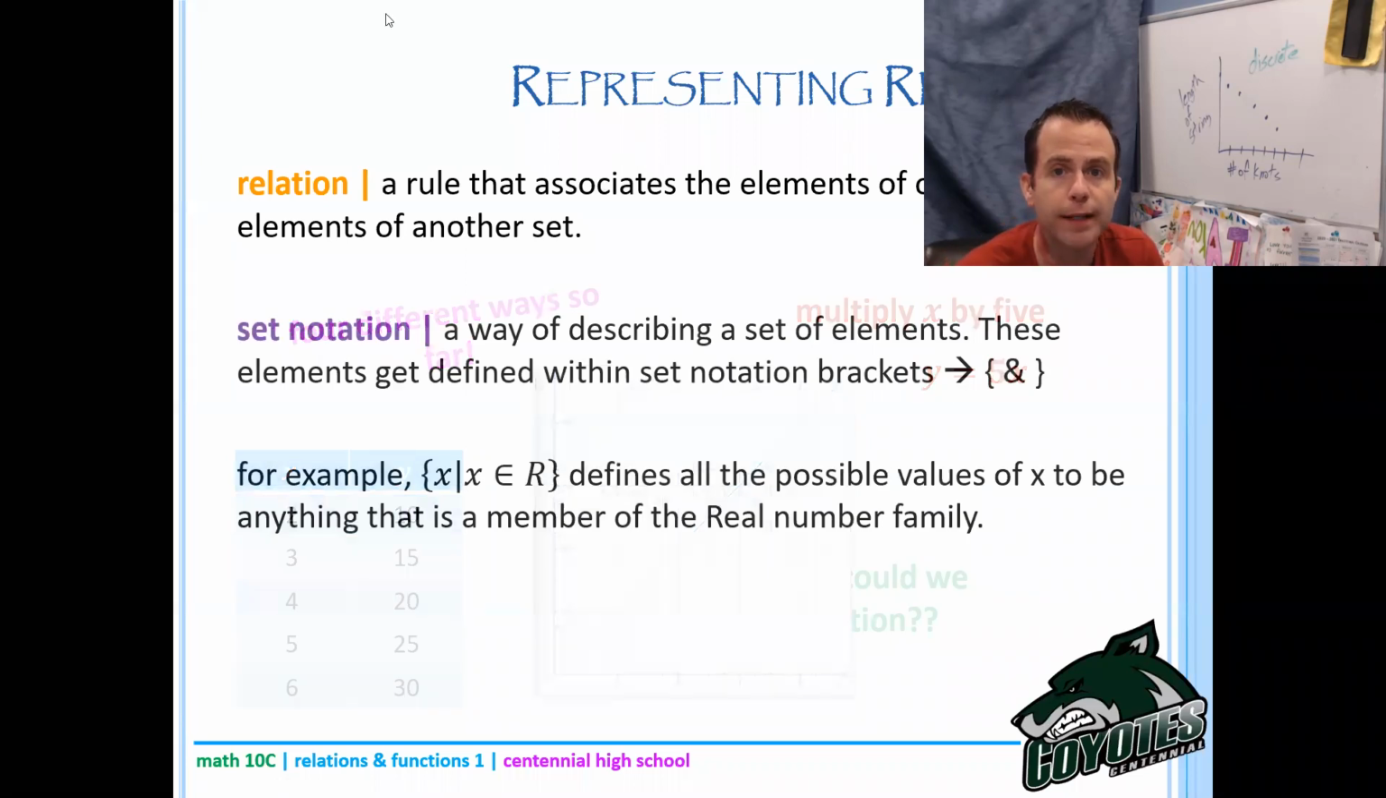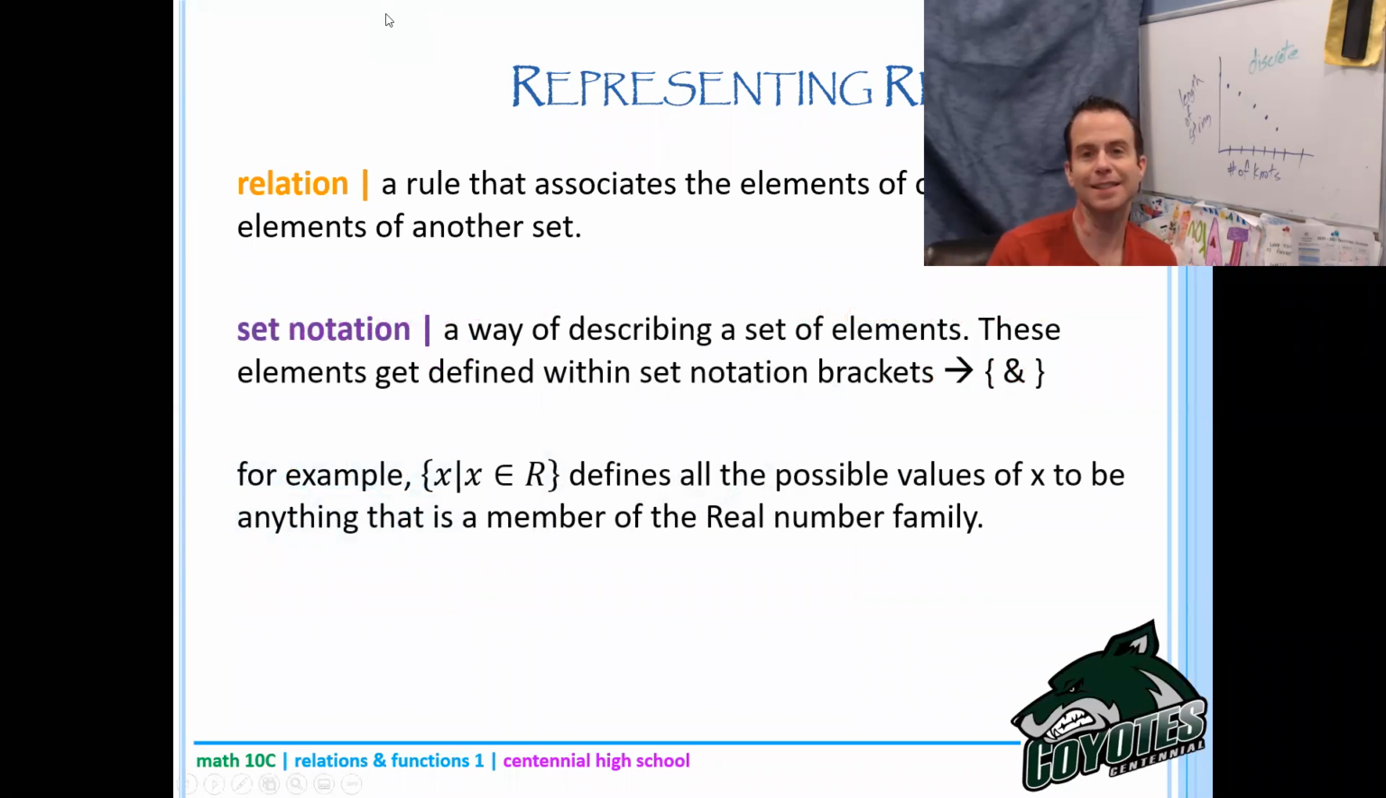Before I keep going, I need to back up and just talk about set notation for a second, because the next thing I want to show you involves set notation. Remember, set just means a group. Set notation is a way of describing a set of elements. These elements get defined within set notation brackets, the squiggly brackets. I know I've said this in other lessons before, but your communication of math is super important. And the brackets that you choose to use mean something different. They all have a different context.